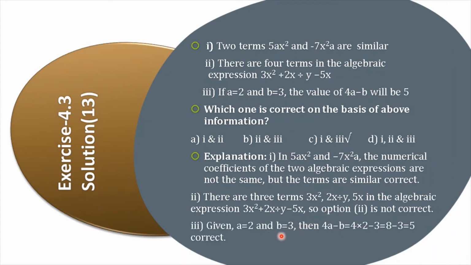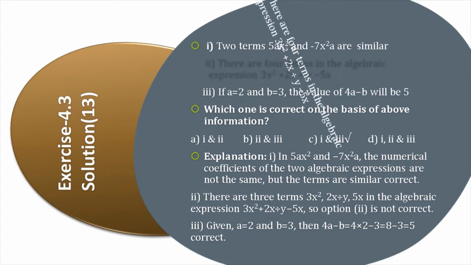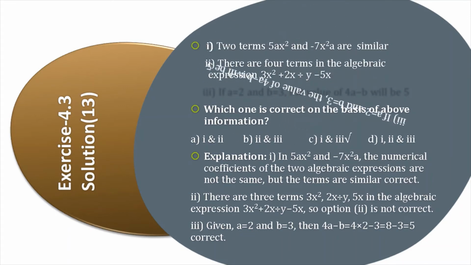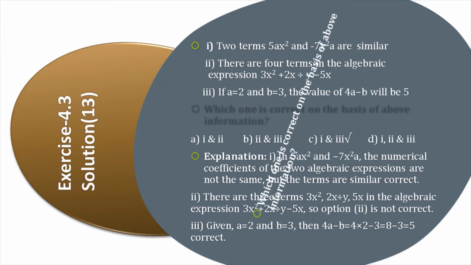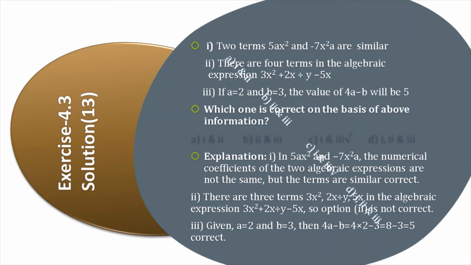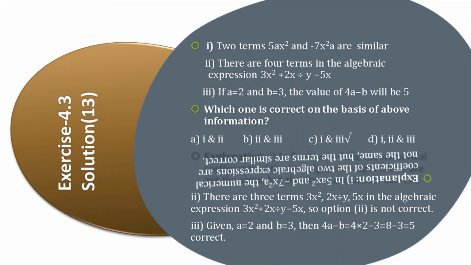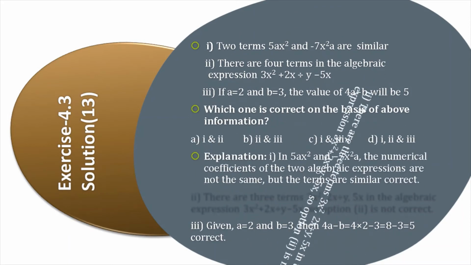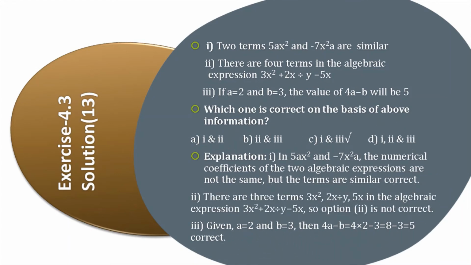Given a equals 2 and b equals 3, then 4a minus b equals 4 multiplied by 2 minus 3, because we put down the value of a and the value of b. Then 4 twos are 8, minus 3, we get 5. That is correct, my dear. So as you can see, number 1 and 3 is the correct answer. So this is question number 13, my dear. Which one is correct on the basis of the above information? As you can see, C, 1 and 3 is correct. So from the explanation we can see that 1 and 3 is the correct answer.